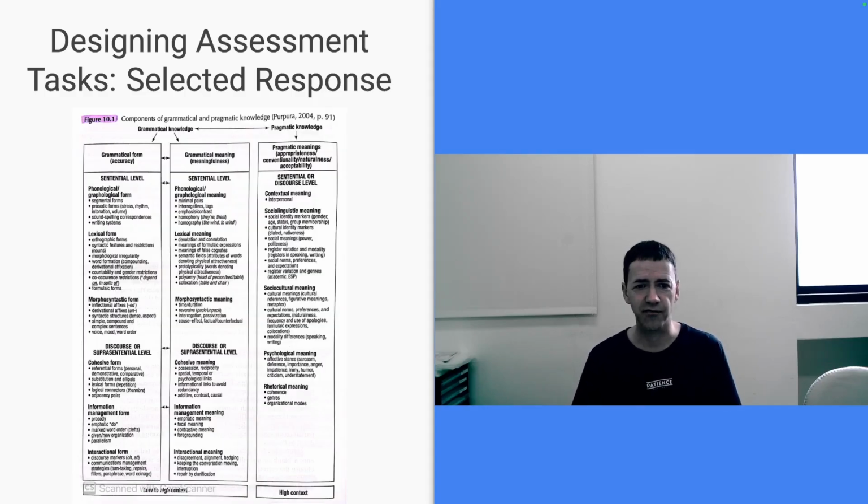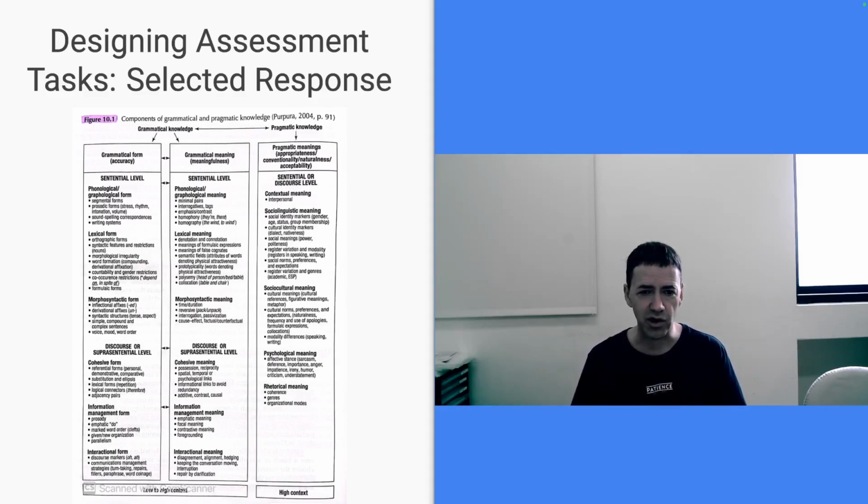Okay, so here's the figure I was talking about, and you can refer to this in your textbook. It comes from Purpura. And you can see, look at each column. We've got grammatical knowledge, we've got grammatical form, and then we've got grammatical meaning or meaningfulness, and then we've got pragmatic knowledge. So let's look at pragmatic knowledge, for example. Remember, we're talking about grammar. Don't lose sight of the fact we're talking about the grammar, not your ability to communicate pragmatically. We're talking about the form that you use.